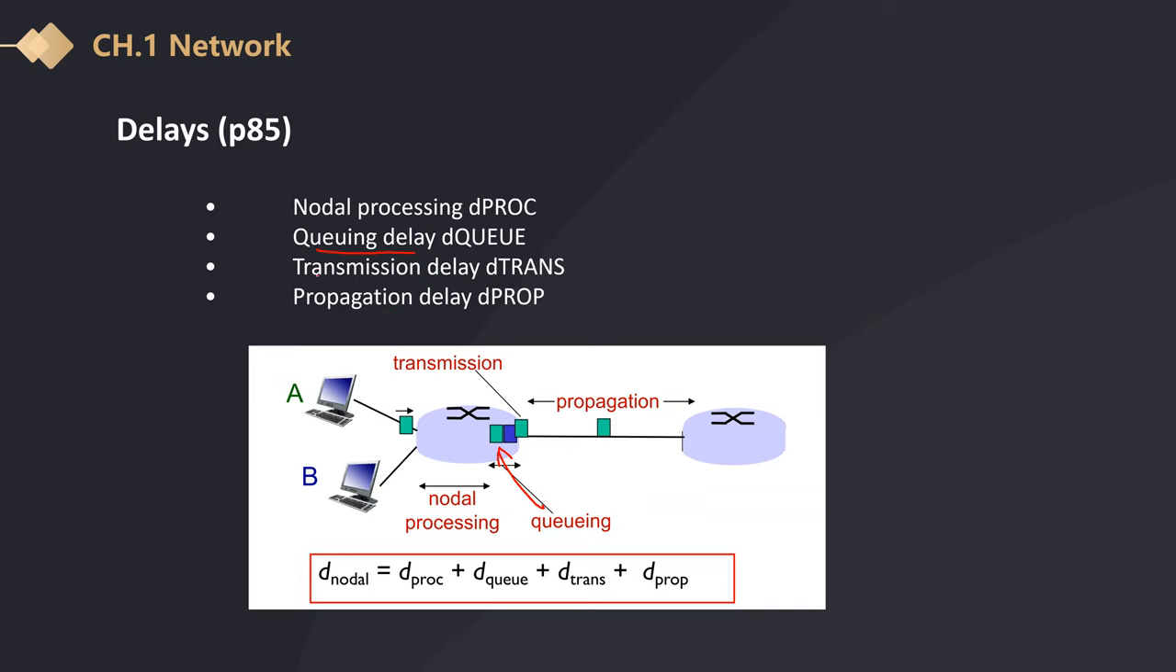And the third one is the transmission delay. Transmission delay is when we want to send the packet out from the router to the internet. Here, we will have a transmission delay. It's like launching a rocket. We need to send it out, so it will take some time. And this one is always related to the bandwidth.